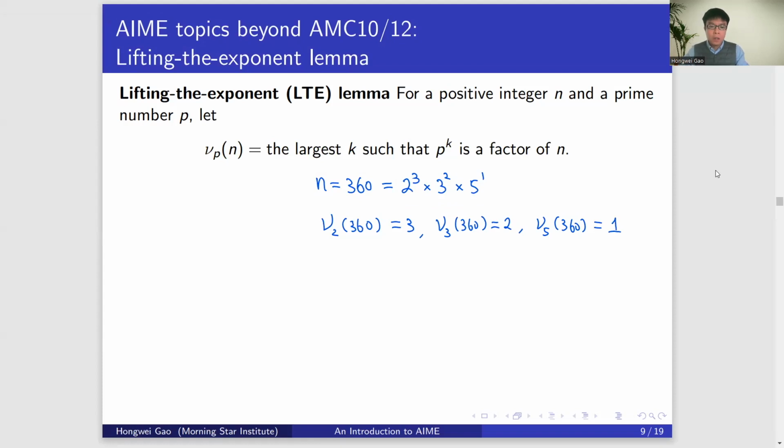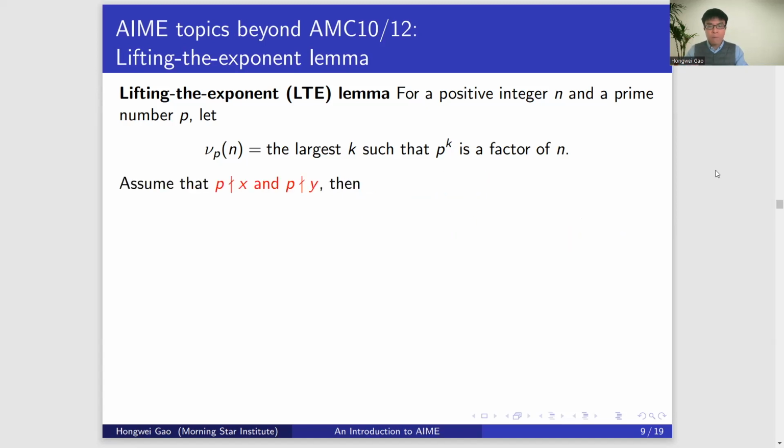For example, let n be 360. The prime factorization is 2 cubed times 3 squared times 5 to the first power. Now we have nu sub 2 of 360 equals 3. Nu sub 3 of 360 equals 2. And nu sub 5 of 360 is just 1 by the definition.